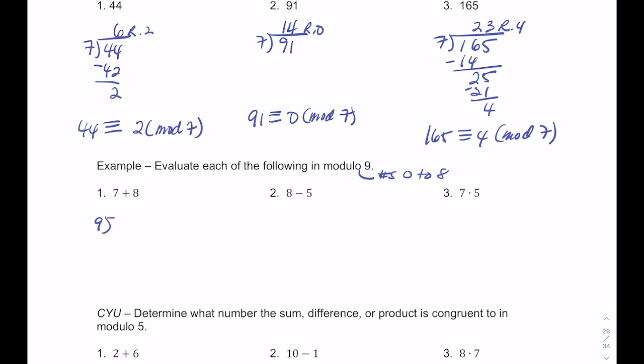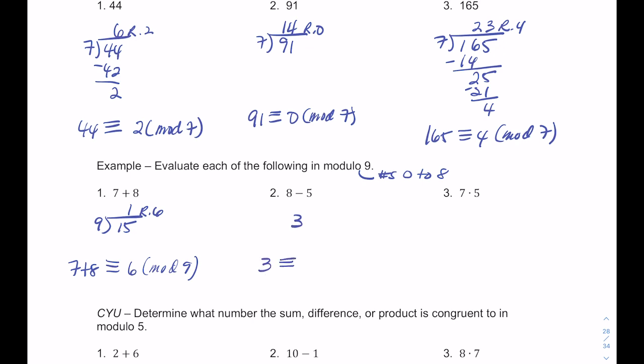So I'm going to take 9 into 15, and I know that it goes in one time with the remainder of 6. 1 times 9 is 9, plus 6 is 15. So that just tells me that 7 plus 8 is congruent to 6 modulo 9. Now when I subtract 8 minus 5, that gives me the number 3. And 3 is between 0 and 8, so I'm done.